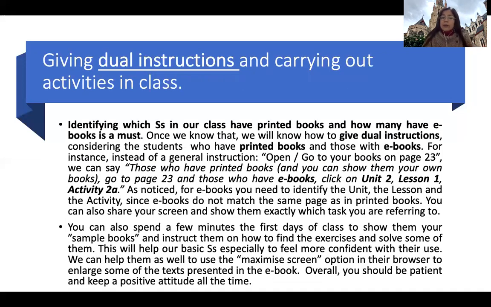So basically, what do we have to do? We have to give dual instructions and carry out activities in class. Yes, we need to identify in our classes which students have printed books and how many have ebooks. This is a must, so I need to do it the first day. So I see, this student has a flip book, this student has an ebook, this student has a printed book. Once we know that, we will know how to give dual instructions, which means considering those students who have printed books and those with ebooks.